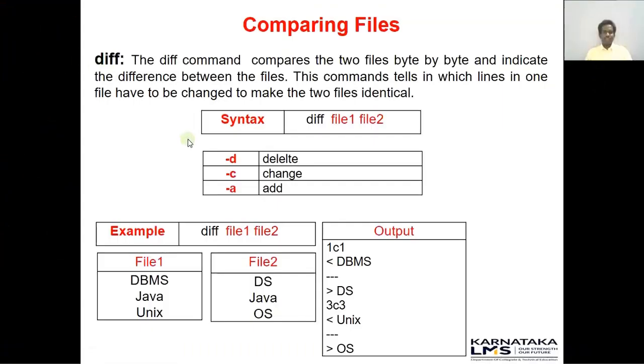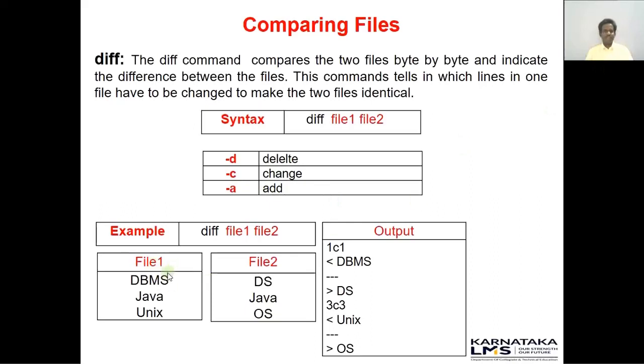Next, diff command. The diff command compares the two files byte by byte and indicates the difference between these files. This command tells in which lines in one file have to be changed to make the two files identical. Syntax: diff file1 file2. The diff command has some special symbols: -d for delete, -c for change, -a for add.